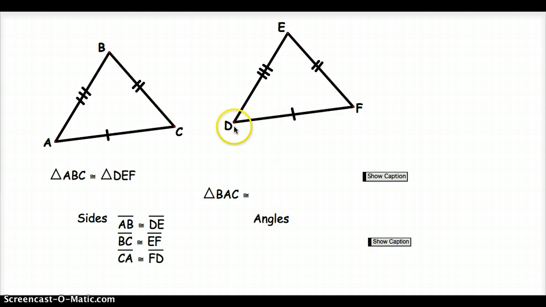And that is how it works. When we name a figure, no matter how many sides we have, we need to make sure that we name that figure in a circular pattern. So like A, B, C, or in this case, D, E, F. Those are triangle DEF. Or you could say triangle FDE, or FED. Just a circular pattern.